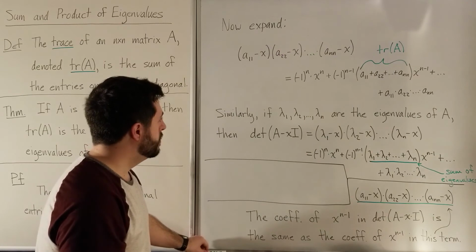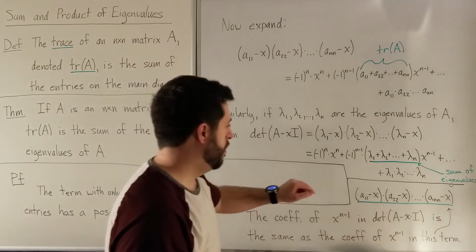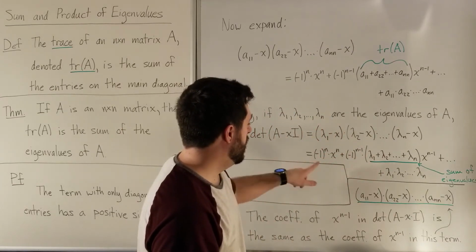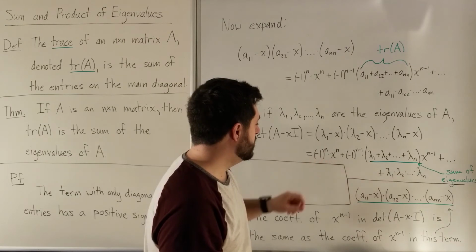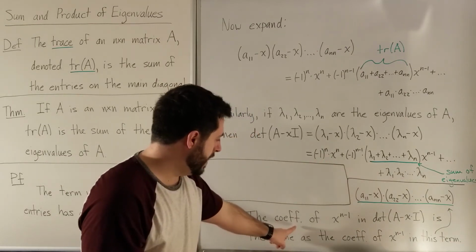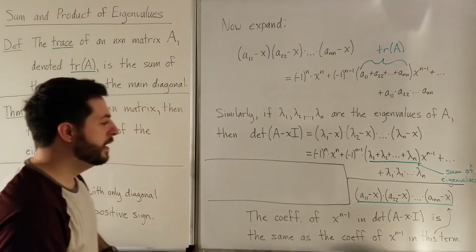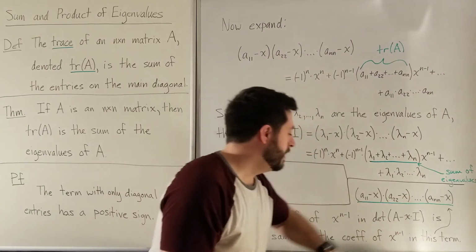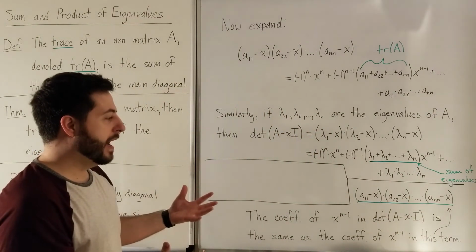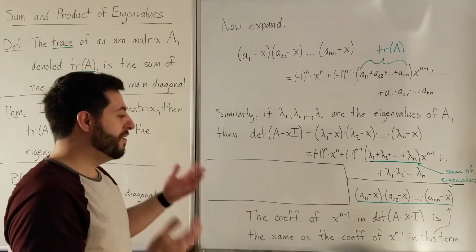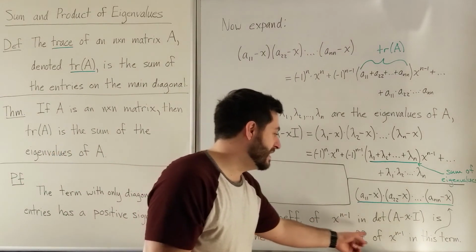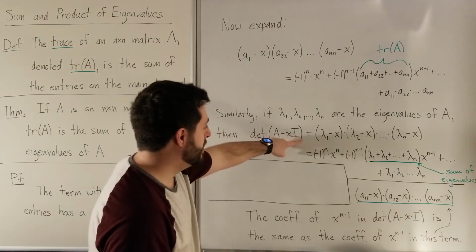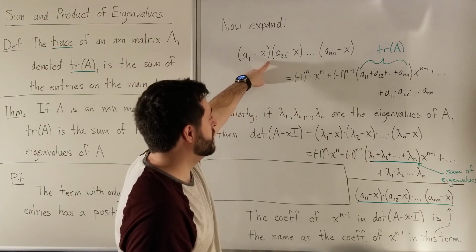Okay, so how do we know that the number out in front was correct? Well, we need to note that this argument that we had for the coefficient of x to the n minus 1 in the determinant is the same as the coefficient of x to the n minus 1 in this term, because every other term had at most degree n minus 2. Well, that also says that the coefficient of x to the n is the same in both of these things. So the coefficient of x to the n is the same in the characteristic polynomial as it is in this one term right here.